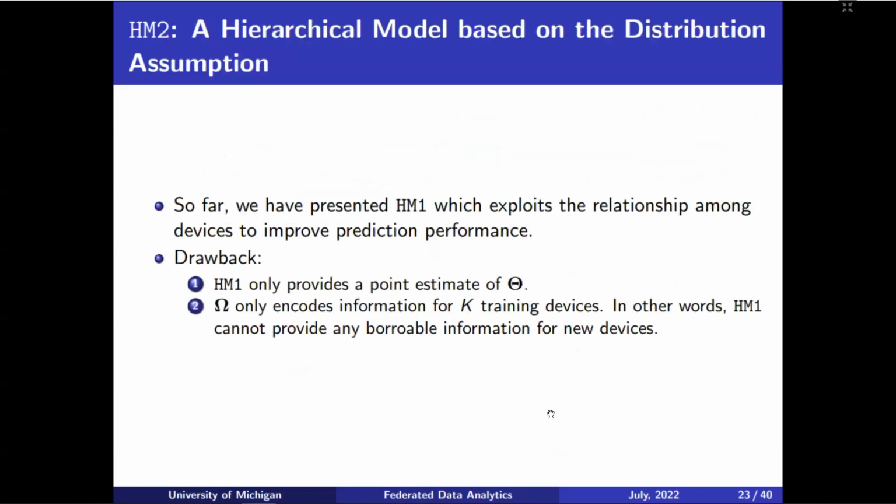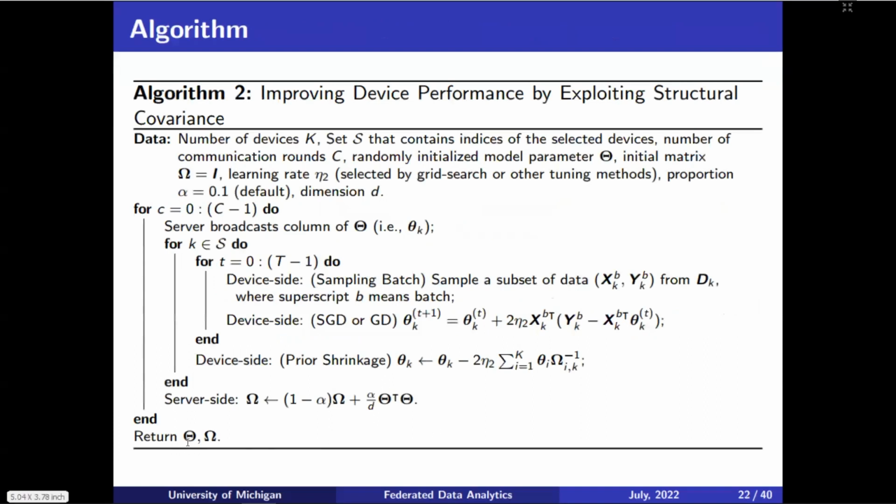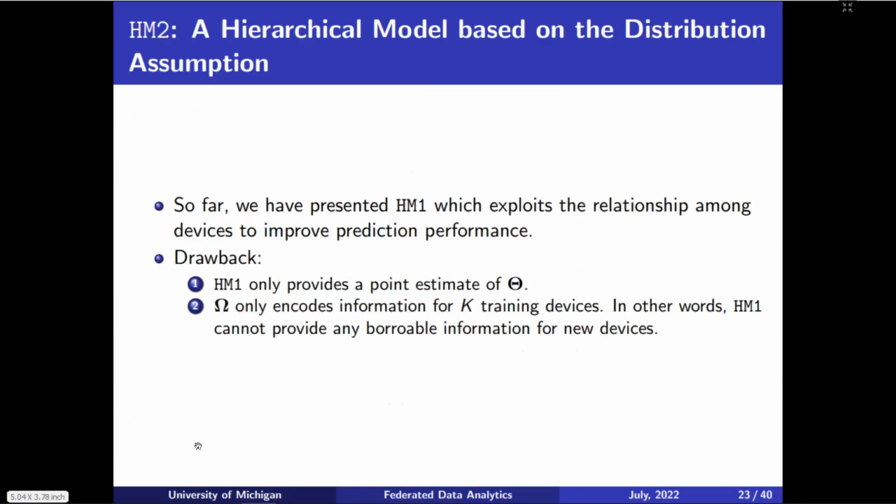So far, we have presented HM1 that exploits the relationship among devices to improve the prediction performance. However, HM1 faces 2 limitations. First, HM1 only provides a point estimation of the big theta. As you can see from the previous slides, they only return the point estimation for theta. The second limitation is that the big omega only encodes information for the k training devices. In other words, if you have some new incoming devices, HM1 cannot provide any borrowable information from the new devices.